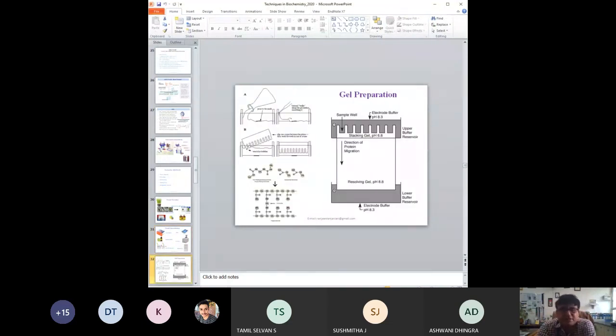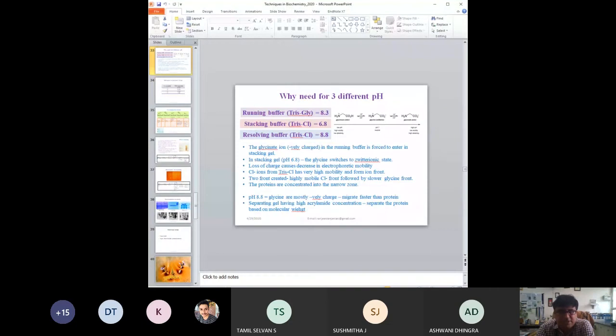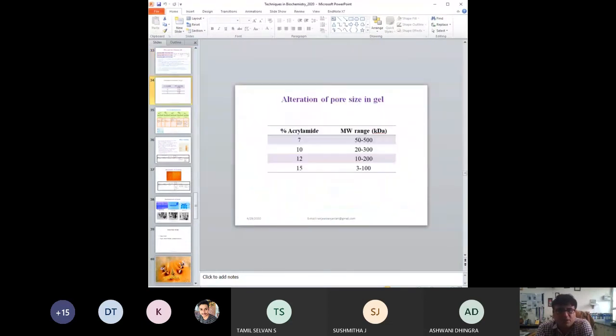So in this slide, I explained to you about different types of gels. I even used the term three gel system because we are using three different pH. Then I explained polymerization, and told you what the pH values are. In the subsequent slide, I raised the question of why there is a need to use three different pH, and explained the purpose: the pH of the running buffer, stacking buffer, or resolving buffer.